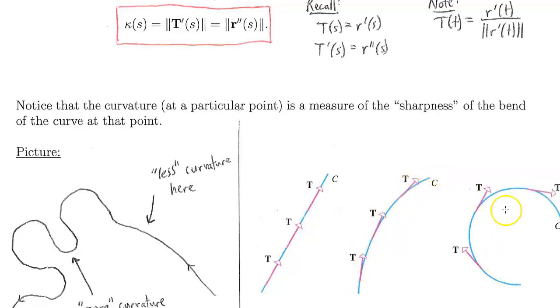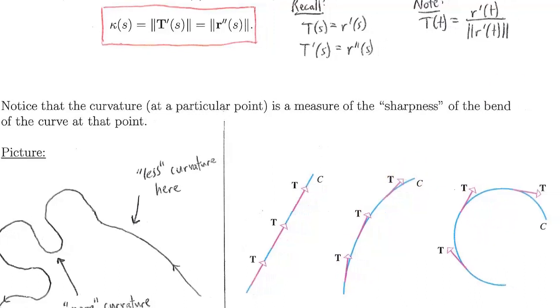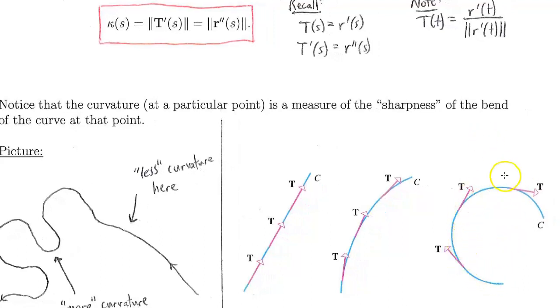Whereas this curve over here, it's bending. In fact, it's bending more quickly. As we move from here to here, the unit tangent vector has really changed direction a lot from pointing this way to pointing this way. And when we move over here, it's pointing way this way. It's completely different than when we started.